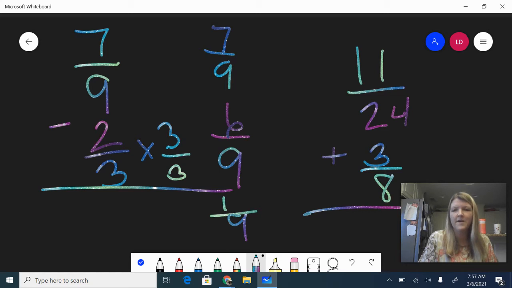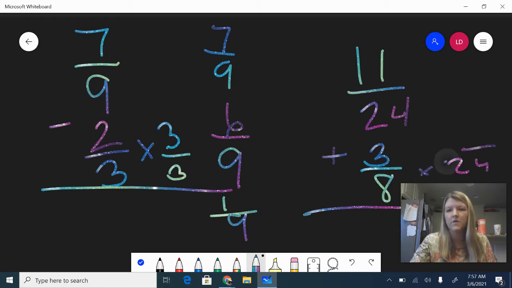Now with the second one over here, if I want to change 3/8 to have a denominator of 24, if you're not sure what that is, I can think about what times 8 gives me 24. So 8 times 3 gives me 24. So that means that I also have to multiply the numerator by 3. So 3 times 3 gives me 9. So now I've got, and I don't think it's going to let me write that, but I multiplied that by 3 over 3. So I've got 9 24ths.